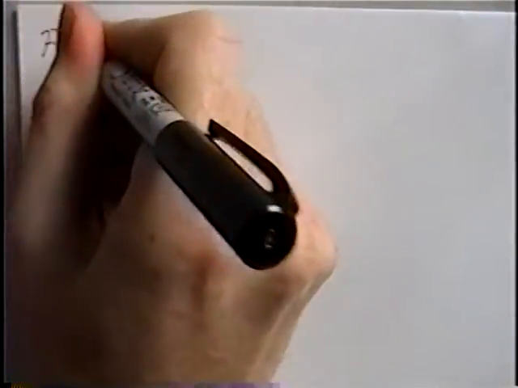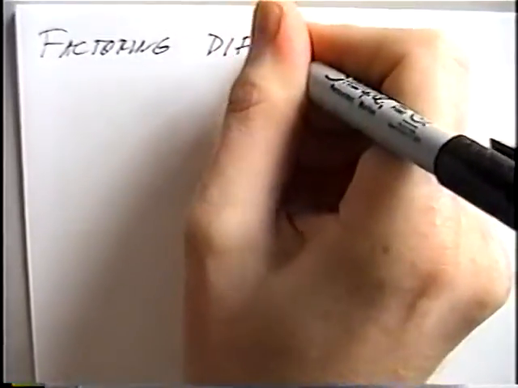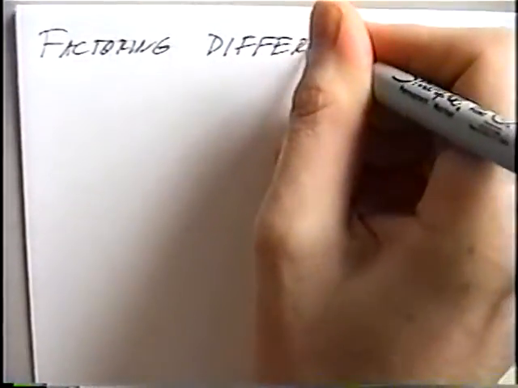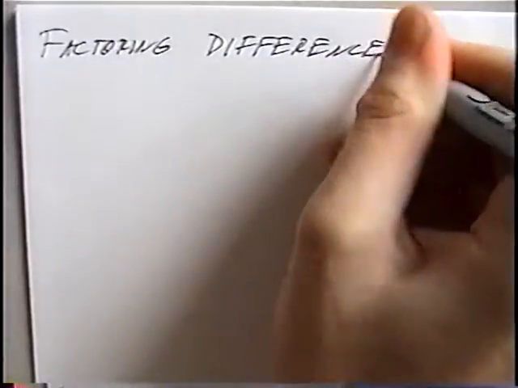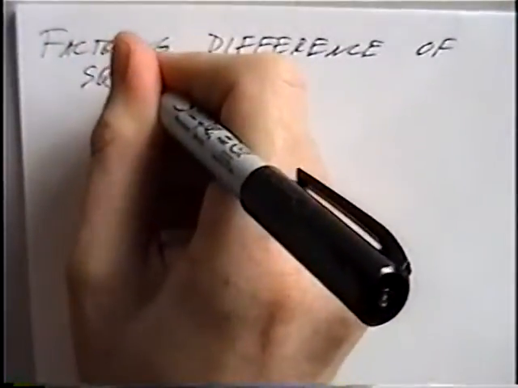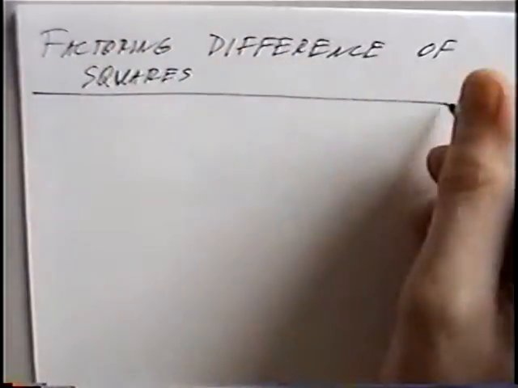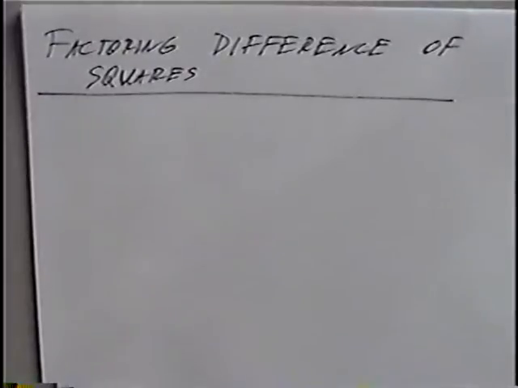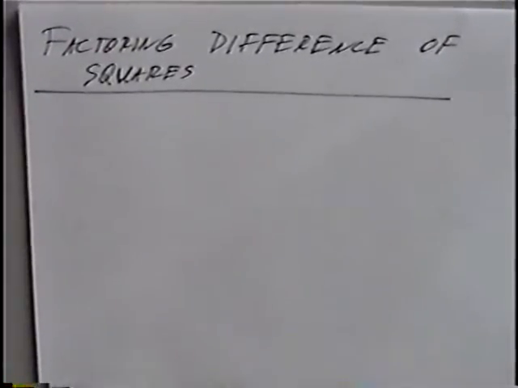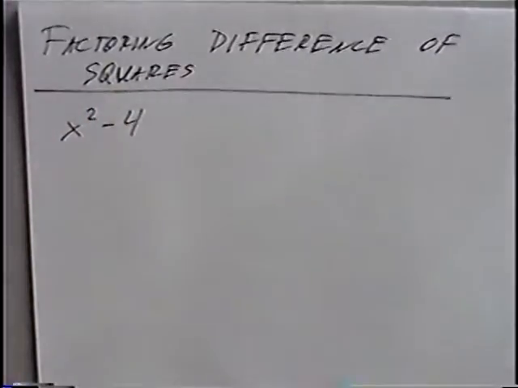The first section of notes today is titled Factoring: difference of squares. Factoring difference of squares. The first problem is x squared minus 4.